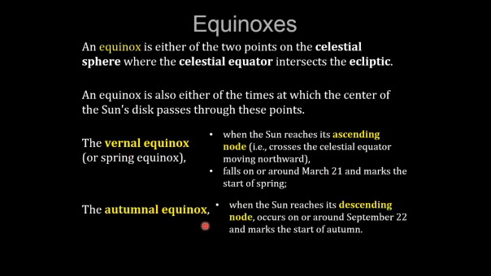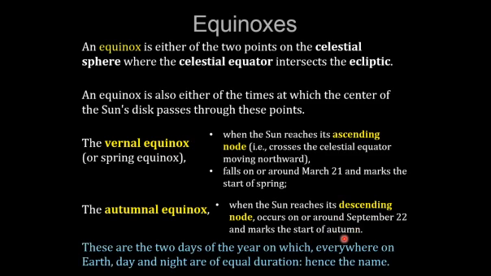And autumnal equinox is the same, only the sun is going down towards the south. So it happens on September 22nd and marks the start of autumn in the northern hemisphere. Okay, everything is mentioned in terms of the northern hemisphere. So these are the 2 days of the year on which everywhere on earth day and night are of equal duration, and that is why the term equinox has been given.